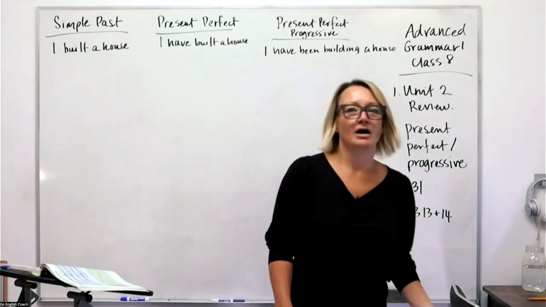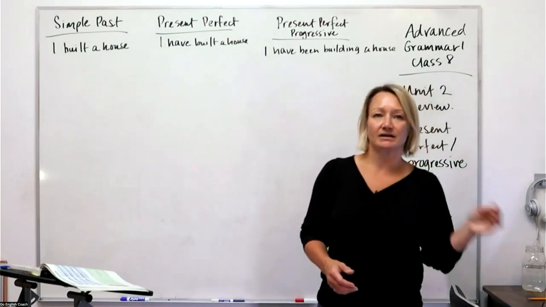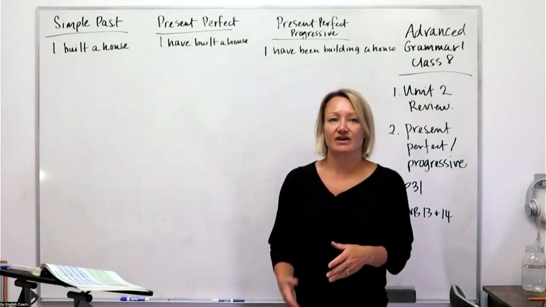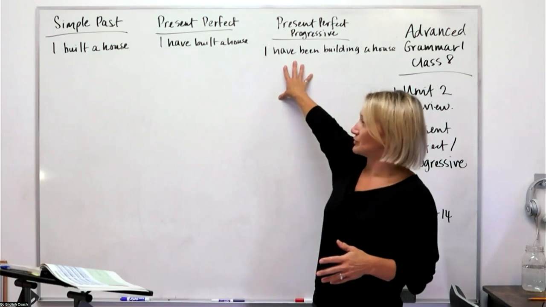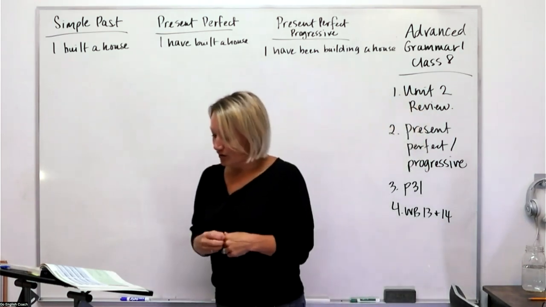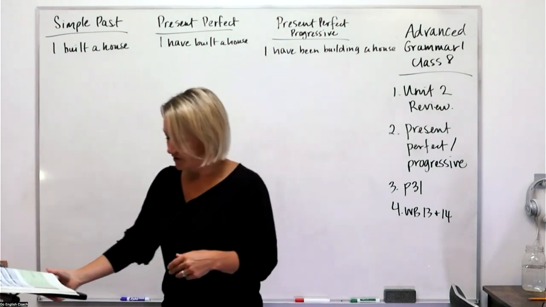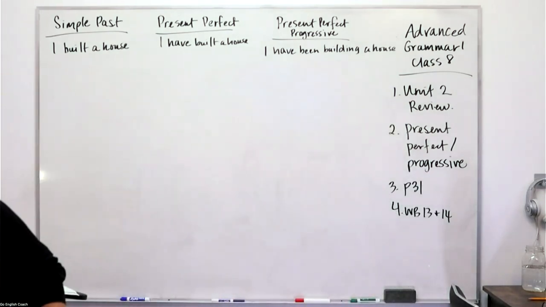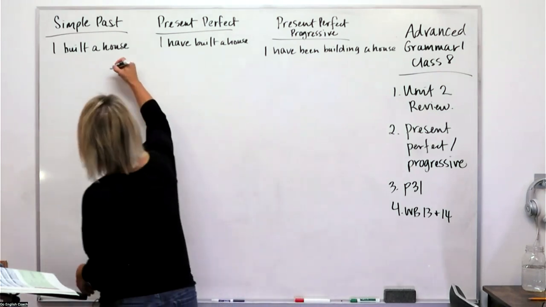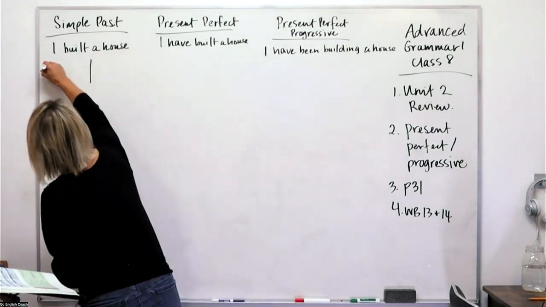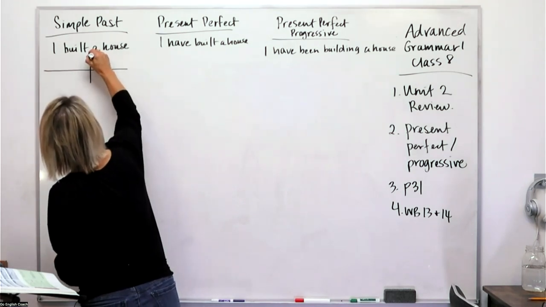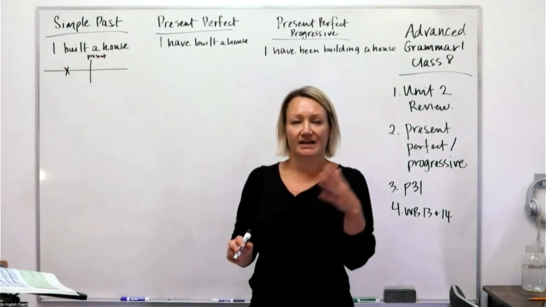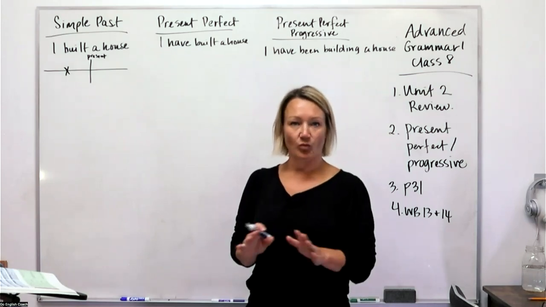Let's go up to the board again. Okay, let's get started here. The next grammar section I've got is the present perfect and the present perfect progressive. When we talk about what these tenses are, and we've talked about this a little bit in previous classes, if you need to refresh, please go back and do that. So simple past, right? This is our little timeline, the simple past, and this is present here. Simple past is just one point in time that started and stopped in the past.